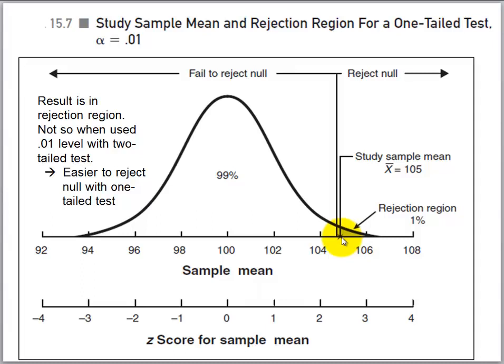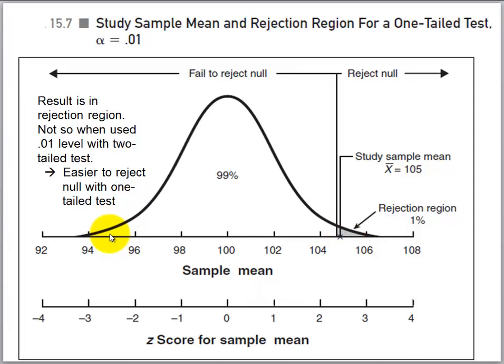Now, I'll help us think back to the last video. But if you use the 0.01 level and a two-tailed test, well, then you would need to get out to the 0.5% tails in both directions. Those would define the rejection regions.